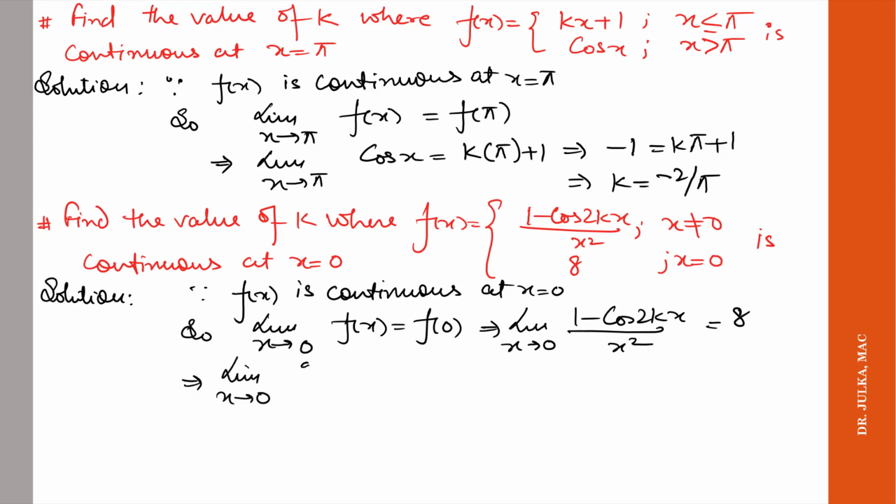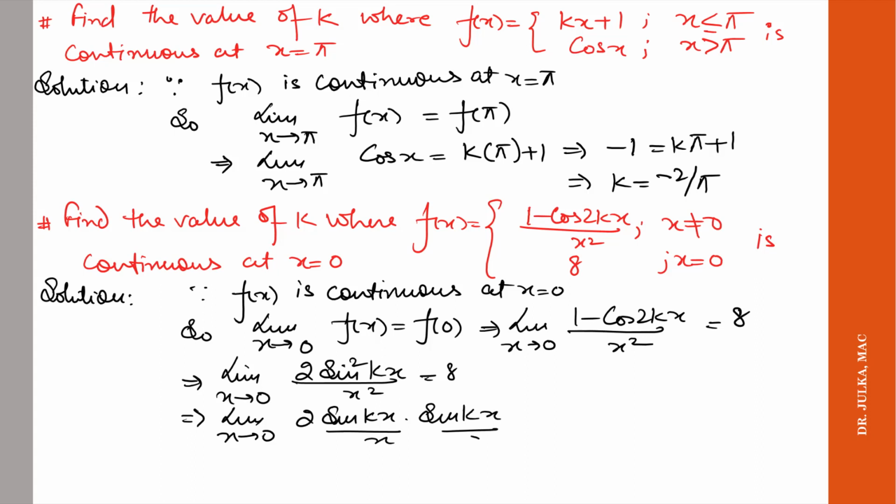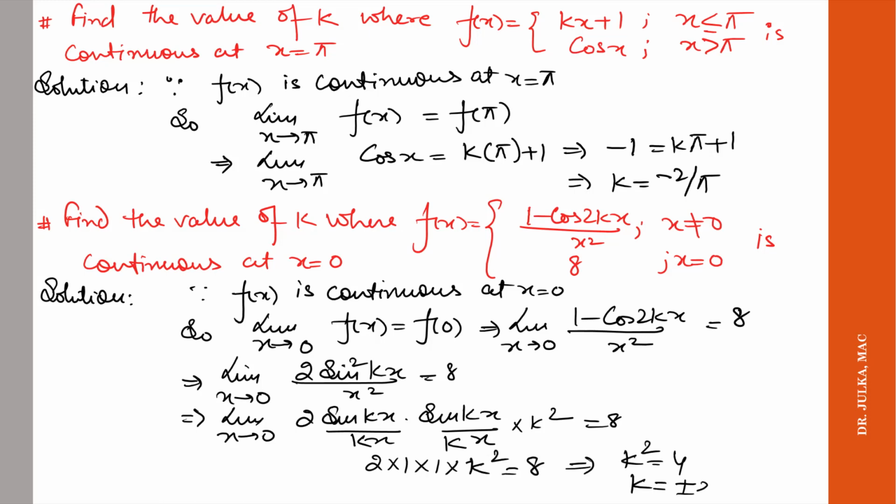1 minus cos 2 theta is 2 sine square theta. So 1 minus cos 2kx is 2 sine square kx divided by x square, which equals 8. Now we can write it this way: 2 sine kx into sine kx divided by x and again x. Now to make it 1, divide by k and multiply by k square. After solving we get 2k square equals 8, so k square equals 4 and the value of k is plus or minus 2.